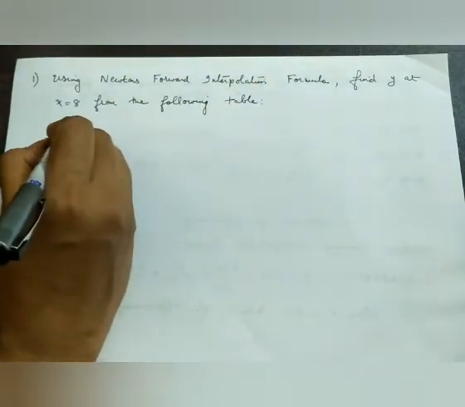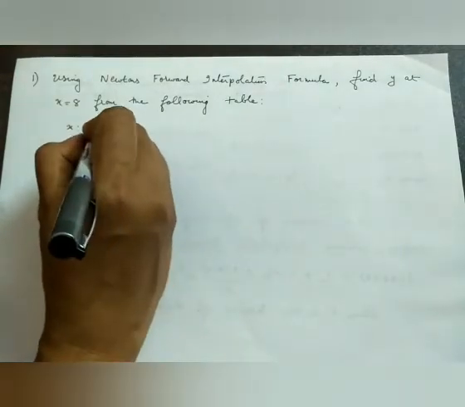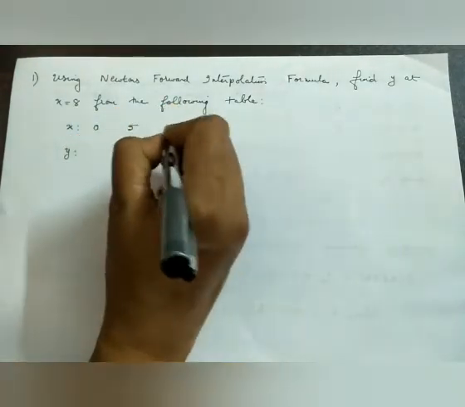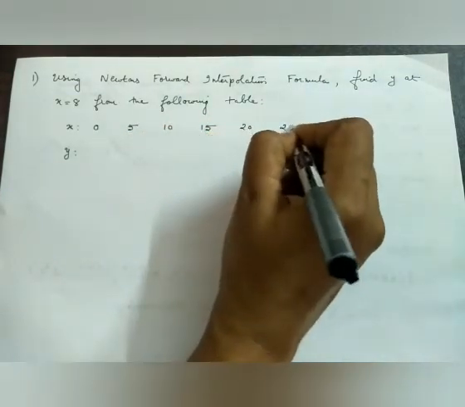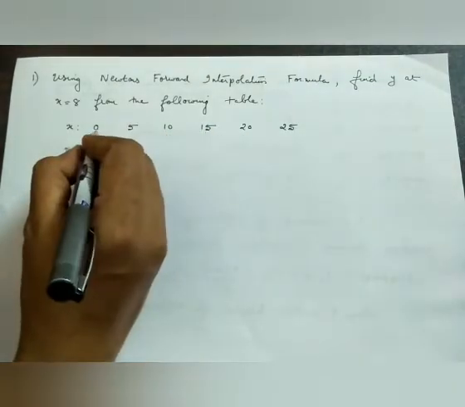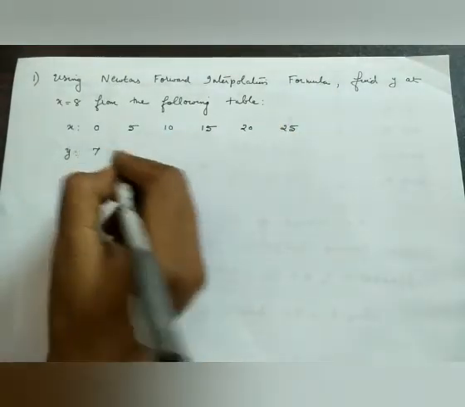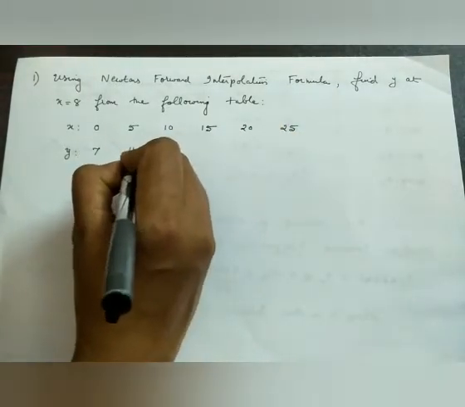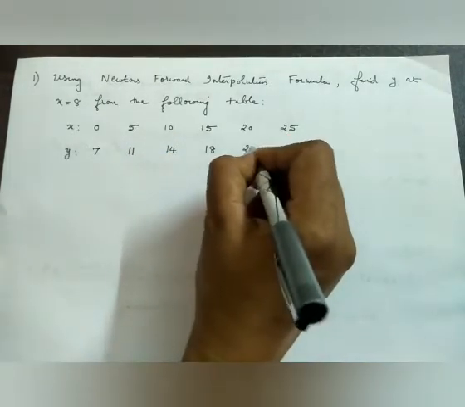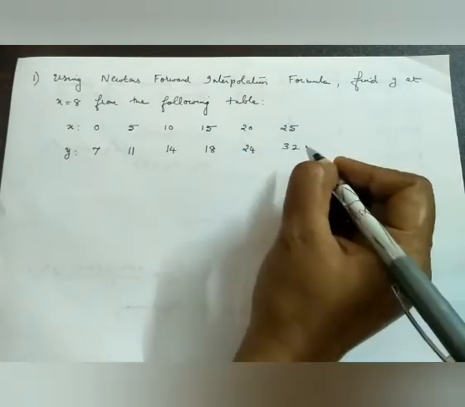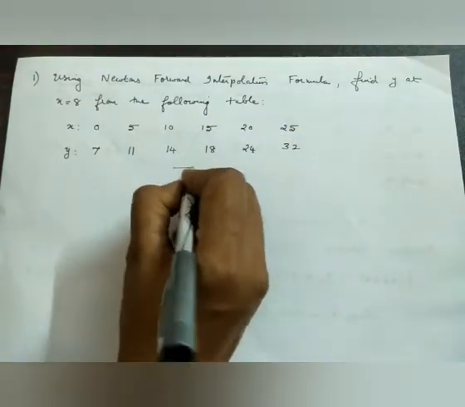Here the values of x are given and the corresponding values of y are also given. The values of x are 0, 5, 10, 15, 20, 25. Here we can recognize that the values are at equal intervals. Now the corresponding values of y are 7, 11, 14, 18, 24, 32. Now we can do the problem. Here, this is the question. Now the solution part.